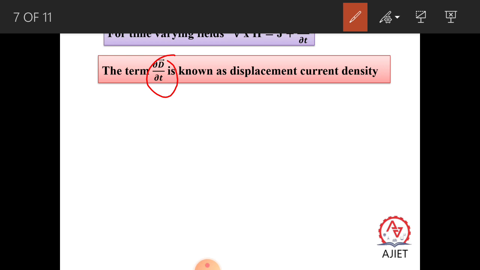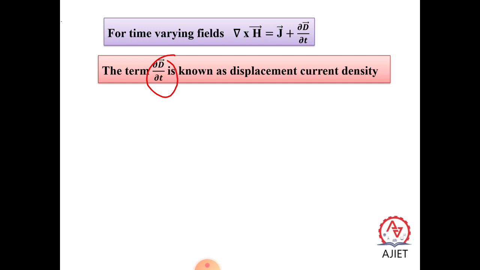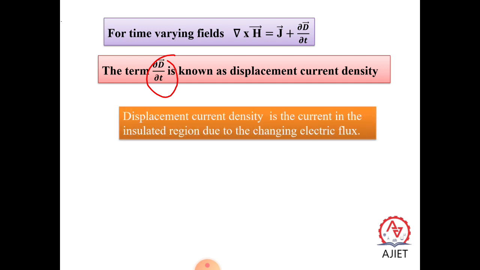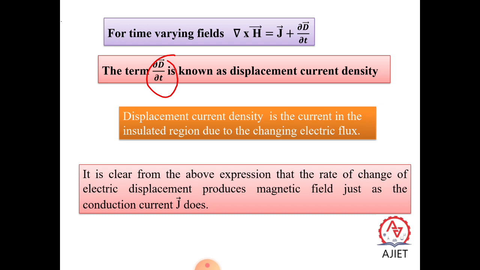Okay, so the displacement current is now seen as the crucial addition that completed Maxwell's equations, and it is necessary to explain many phenomena, most particularly the existence of electromagnetic waves, which we will see in the coming videos. Displacement current density, in one phrase, is the current in the insulated region due to the changing electric flux. It is clear from the above expression that the rate of change of electric displacement produces a magnetic field just as the conduction current does.